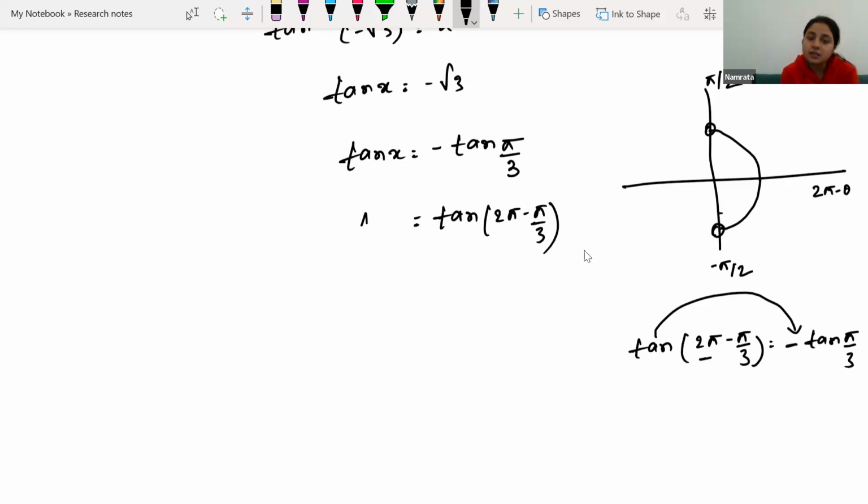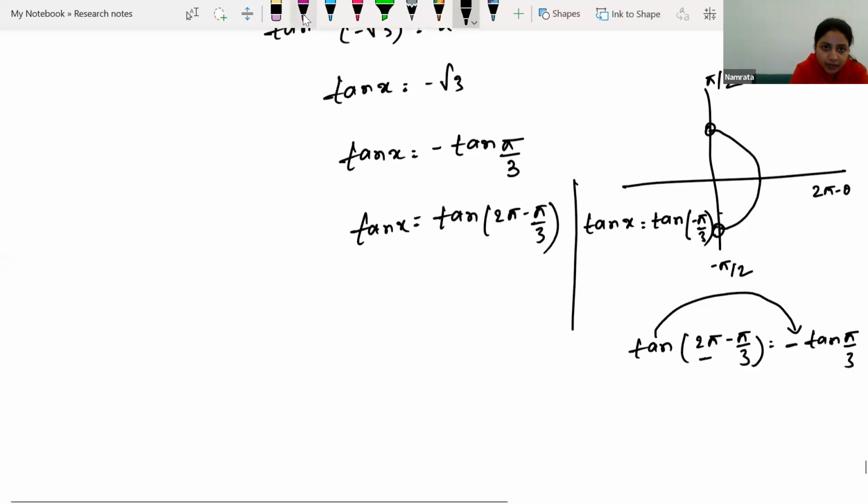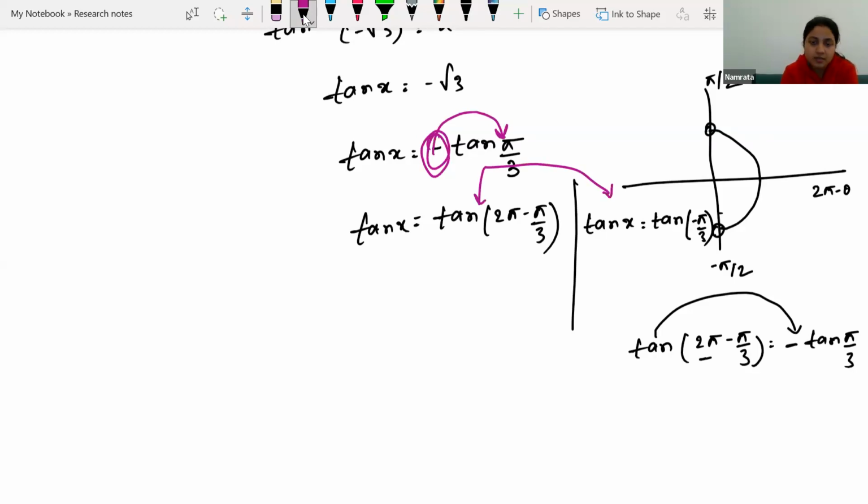And yes, just like the previous case, here also one more possibility we can take is tan x is equal to tan of minus pi by 3. Whatever this minus sign you can see, I have taken with the angle. First case, second case, because tan of minus theta is minus tan theta.